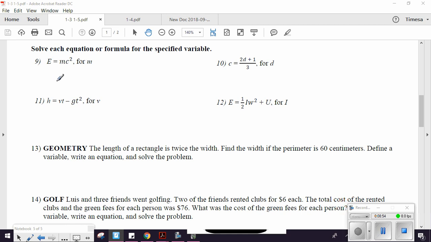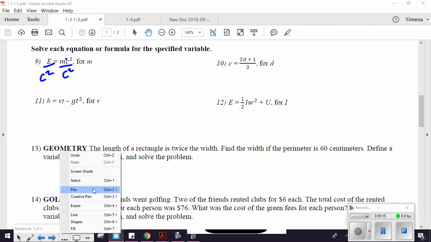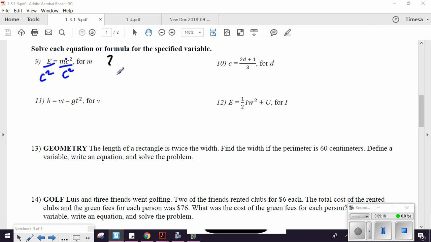So currently it says E is equal to mc squared. So m and c are being multiplied together. So if I want m to be by itself, I would have to divide c squared on both sides. So when I divide by c squared, the result would look like this. E divided by c squared is equal to m. And that's all you do. Nothing more, nothing less.